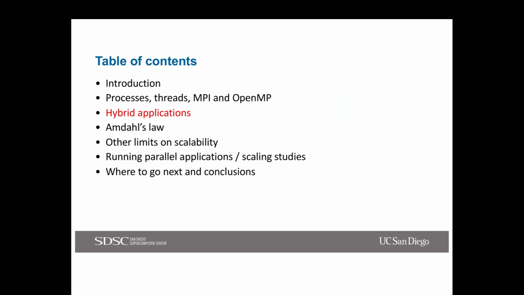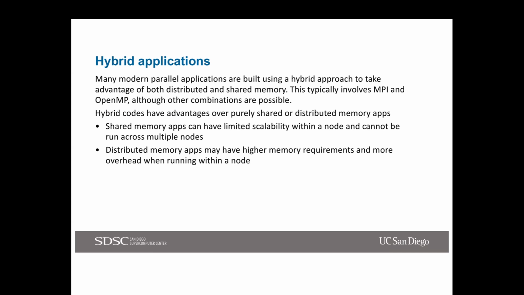So talking about hybrid applications, as I just mentioned, you might have a combination of MPI and OpenMP, or some other set of distributed memory and shared memory programming models that was used to write the application that you want to run. And so you need to figure out a strategy for understanding how to distribute the work between the distributed memory side and the shared memory side, usually when you run these applications.